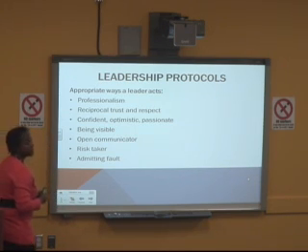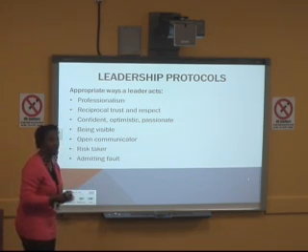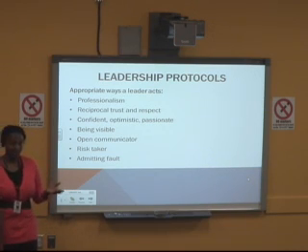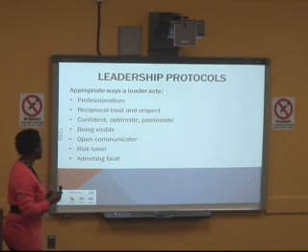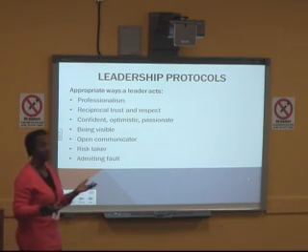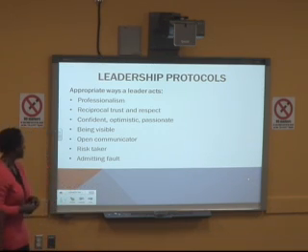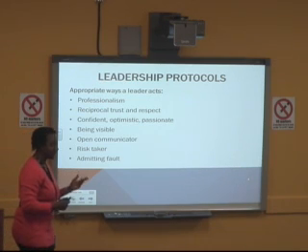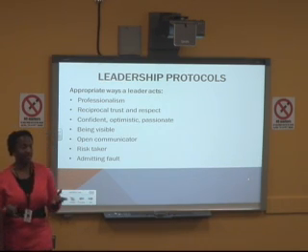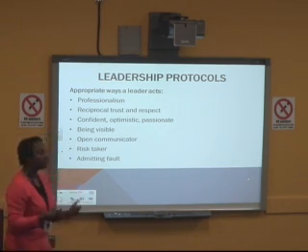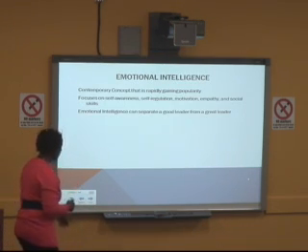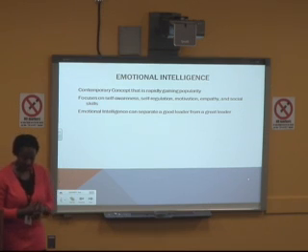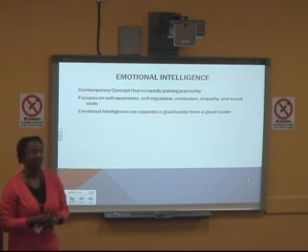Being a risk taker. You have to take risks sometimes. You can't go through life being risk averse every day. Sometimes they say the biggest rewards come from taking risks. Admitting fault. Everybody makes mistakes. Everybody doesn't admit that they make mistakes. So a good leader should be able to admit fault. And some of that comes into having emotional intelligence.